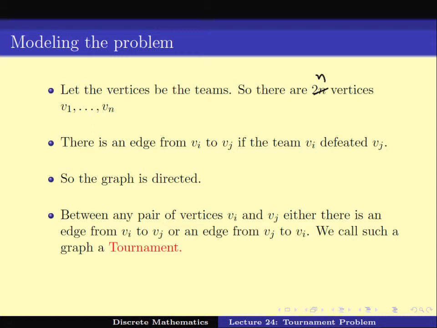Such a graph is called a tournament. A tournament is a graph where between any two vertices there is an edge, but the edge is oriented, in other words, in one direction or the other, not both. The question is: is there a path where every vertex appears exactly once? Now, why is it the right question?